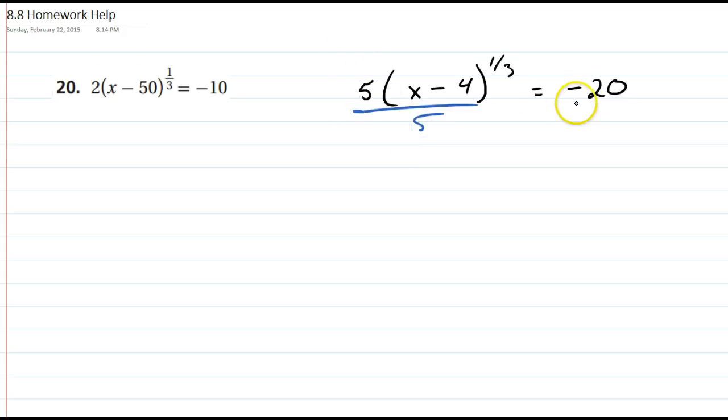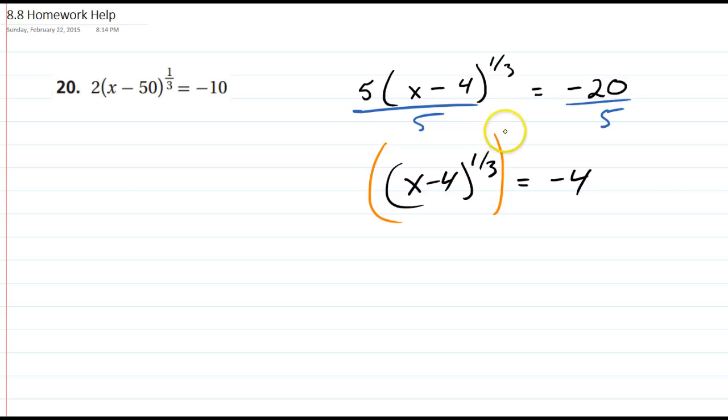So we divide by 5, and we get x minus 4 to the 1/3. Now we need to get rid of that exponent, and so what we're going to do is raise the whole left side to the third power, and raise this side to the third power. And what happens here is that when we raise the power here, it cancels that out, and so we're left with x minus 4, and negative 4 to the third power gives us negative 64.